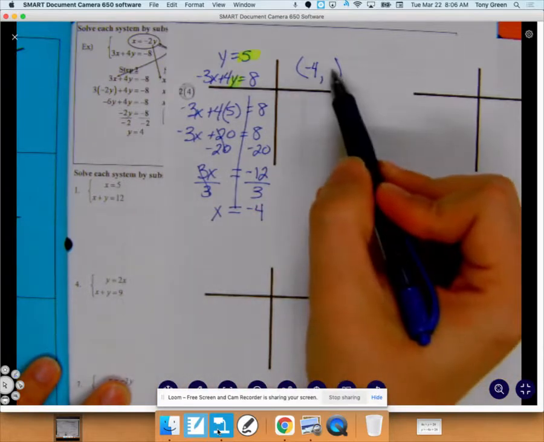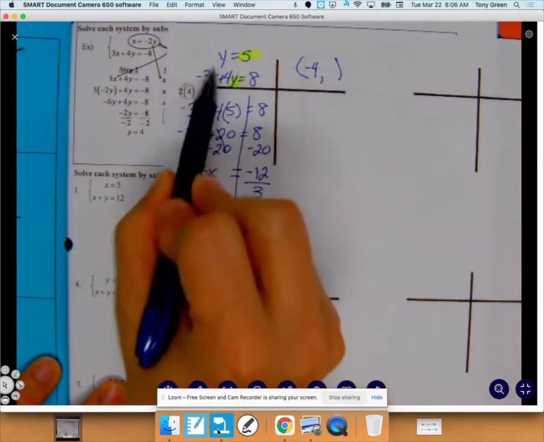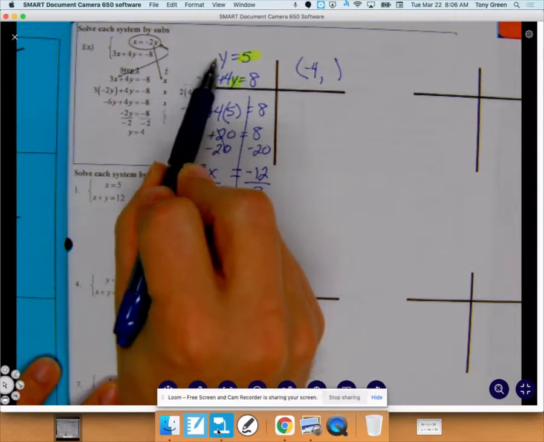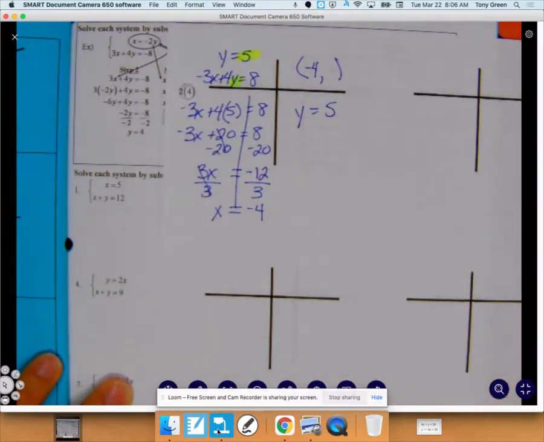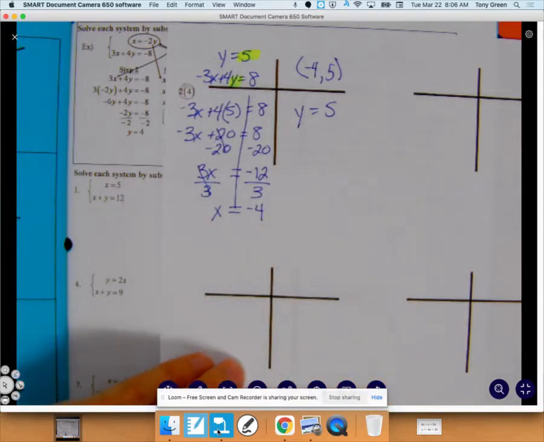Now we need to figure out what y is. In the 2 equations, the top one is easier to solve for y because y is already by itself. Y equals 5, so we already have our y. So these 2 lines, when graphed, will intersect at negative 4, 5. This is just another way of finding where 2 lines cross, but we're not graphing them. All right, so let's look at the second equation.